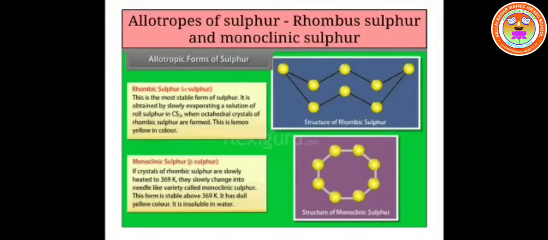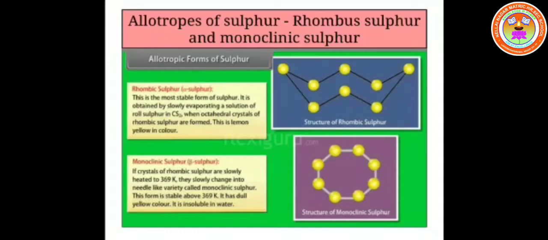The next element is sulfur. It has got the allotropes like rhombic sulfur and monoclinic sulfur. When we compare the stability of rhombic, rhombic sulfur and monoclinic sulfur, rhombic is more stable below 369 Kelvin and monoclinic sulfur is more stable above 369 Kelvin. Rhombic sulfur is lemon in color and monoclinic sulfur is a little bit dull yellow color. Rhombic is lemon yellow and this is dull yellow.